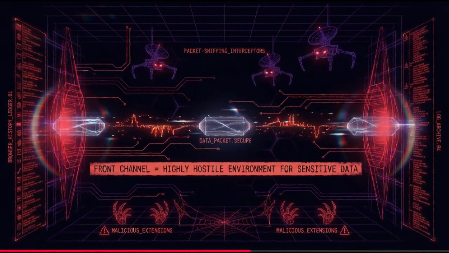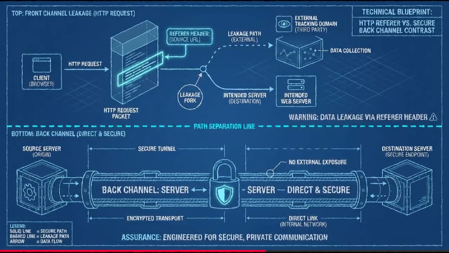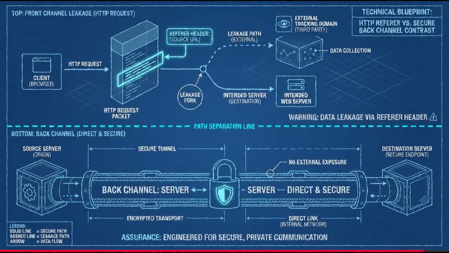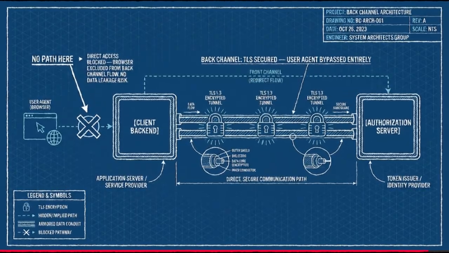Information passing through the front channel is susceptible to malicious interception or even permanent exposure in local browser history files. Not to mention unauthorized leakage through HTTP referer headers sent to external tracking domains. The back channel, conversely, provides a direct, highly secure server-to-server communication path, operating exclusively between the client application's backend infrastructure and the authorization server. It is secured continuously by Transport Layer Security (TLS) and bypasses the user agent entirely.